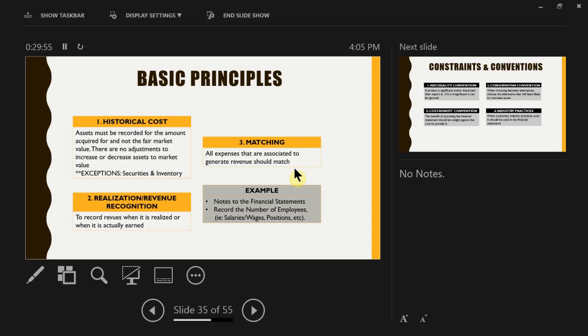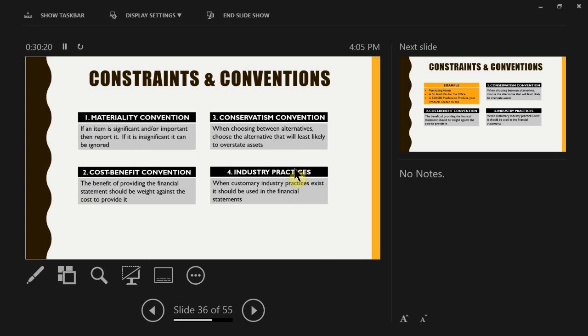Because if I just journalize that I have $100,000 worth of employees, can anyone tell me, do I have 10 employees or do I have 20 employees? That's where the notes to the financial statements are going to reveal that my company consists of 10 employees and they cost me $100,000. Right? All right, and then last but not least, the constraints and conventions.